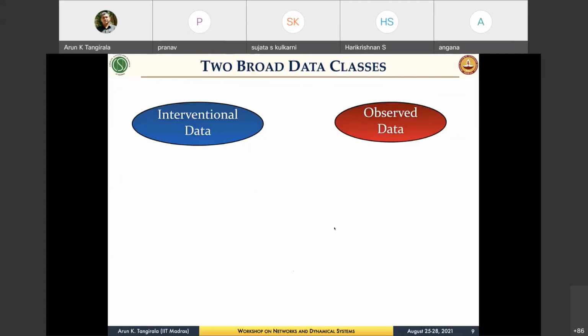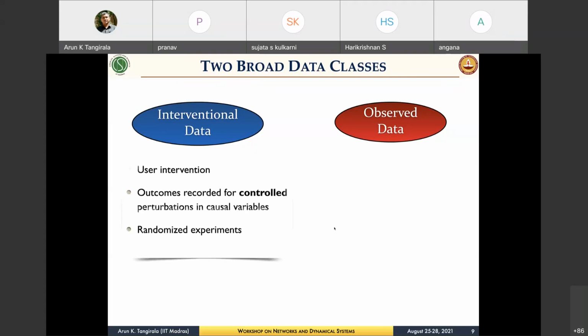Okay, since we are going to talk about data-driven methods, we have to be very clear upfront whether our data belongs to an interventional class or an observed class. What do we mean by interventional data? Well, you perform an experiment, you intervene, and you generate the data. Whereas observed data is something that somebody else did the experiment for, and you collected it. Both situations exist, depending on the application.